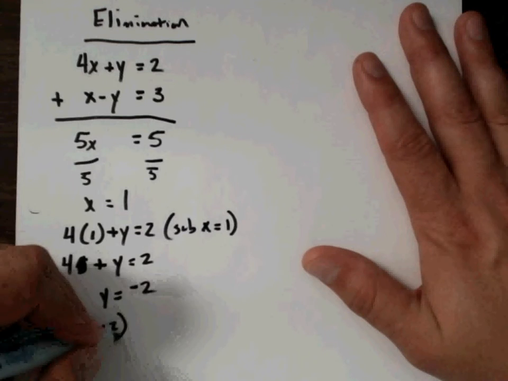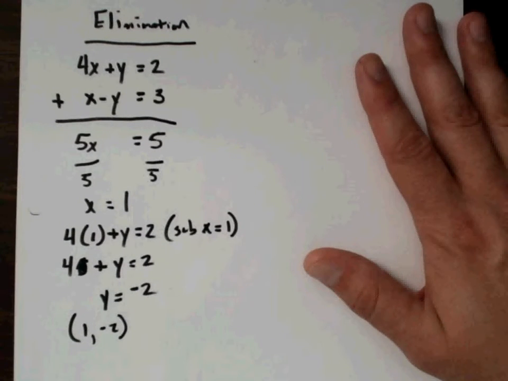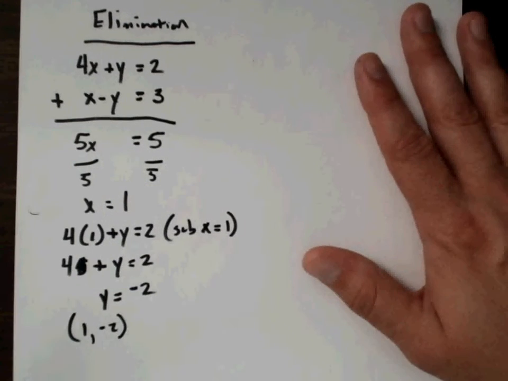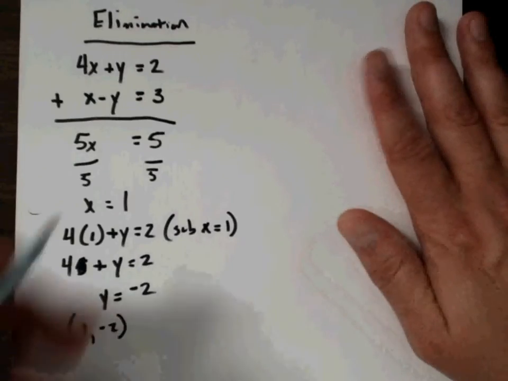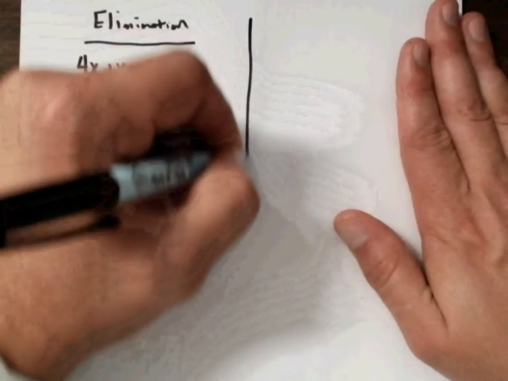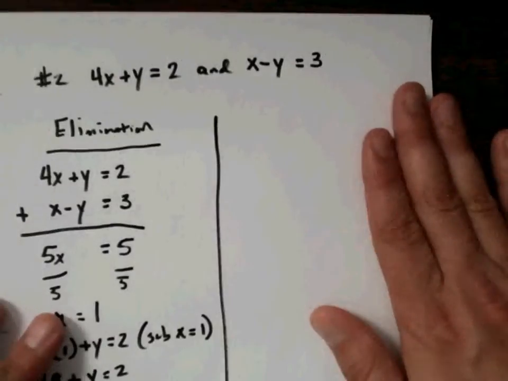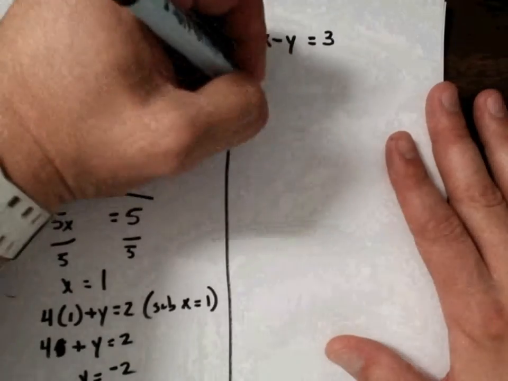Why do I write it in coordinate form? Huh? That's where it intersects. Very good. That's where it intersects, and the point of intersection is a solution to the system. All right?